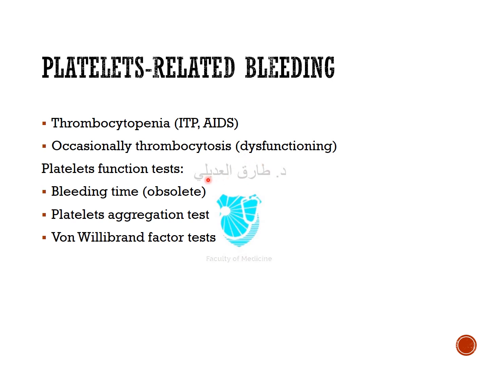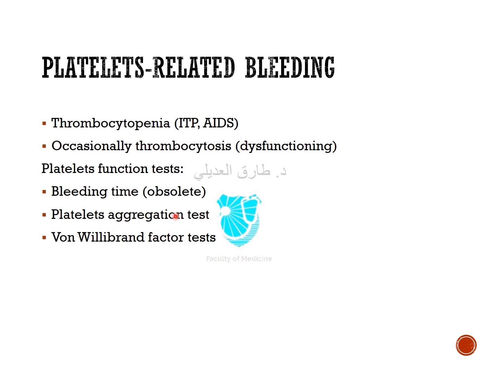How do we test the platelets other than the number? For the function, there is a test called the bleeding time, in which we make a small cut in the superficial part of the body, like in the ear, and we wait until the bleeding stops. This test is obsolete. It is rarely used these days. Instead, we have two tests. They are the platelet aggregation test and the von Willebrand factor test. The von Willebrand factor is essential for the function of the platelets. So we do both tests at the same time.